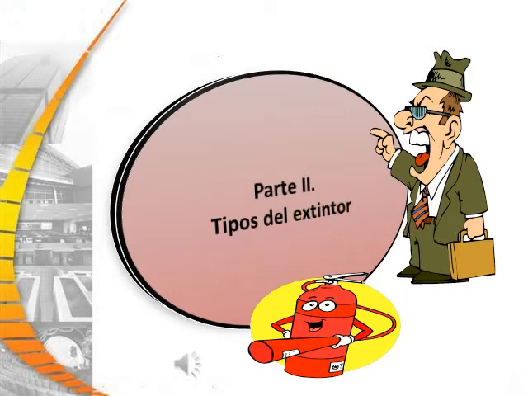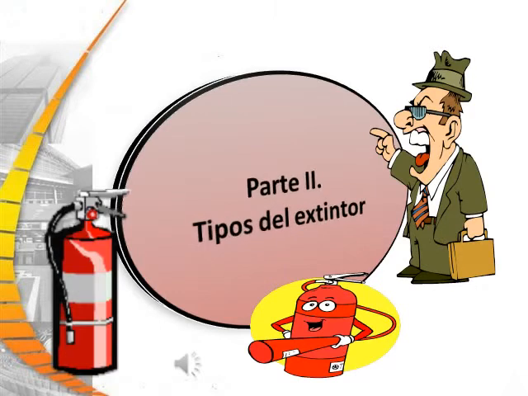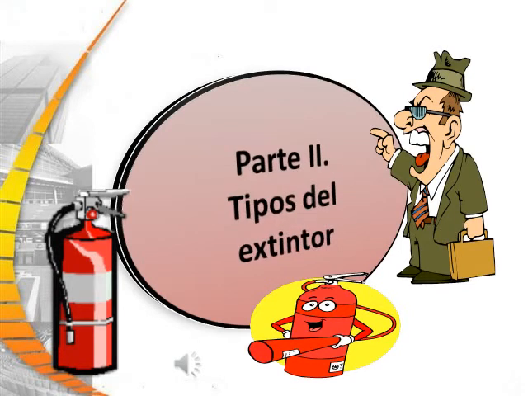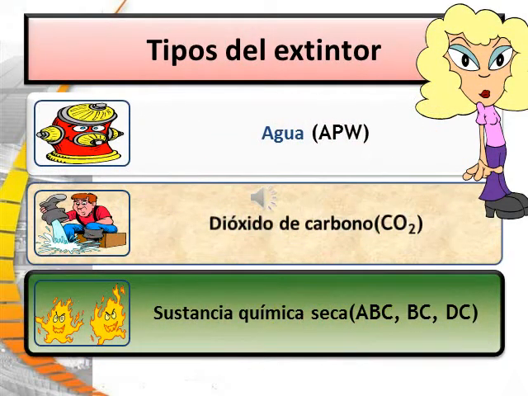Part 2, Fire Extinguisher Types. Fire extinguisher types include water, also referred to as APW, carbon dioxide, or CO2, and dry chemical, covering ABC, BC, and DC.